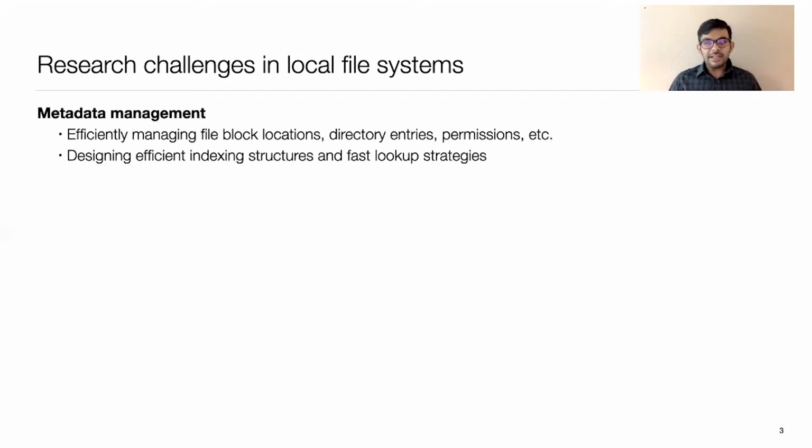The first is metadata management. So file systems have a lot of metadata associated with them in terms of the directory entries, the file permissions, where the file data blocks are on the storage media, and so on. And there are efficient indexing structures that are constructed in order to help in finding the data of a file, finding the free space to allocate data for a new file, etc. The management of all such metadata, given that there are tens of thousands or even millions of files in your local file system, poses an interesting research challenge.